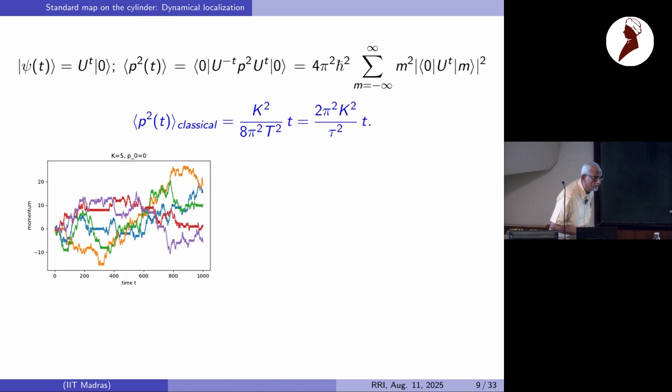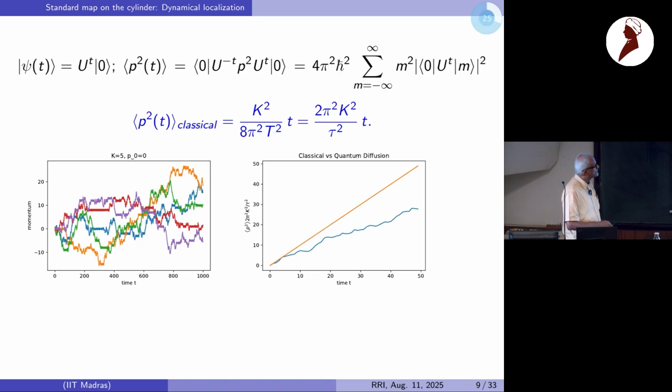No, I'm not even doing anything here. I'm just plotting momentum for a given initial condition. Classical. This is purely classical. So the average of these will give you this. You take the square of this and average, it will give you this. So that will give you this nice straight line. Okay, so this is the classical line as a function of time t.